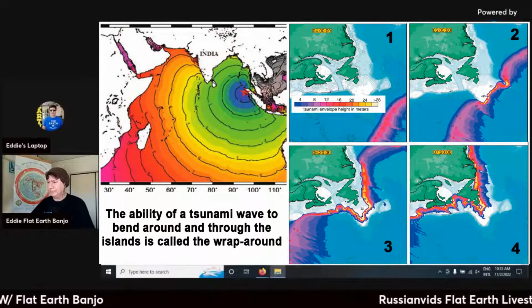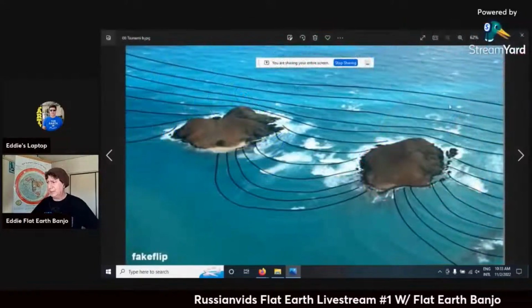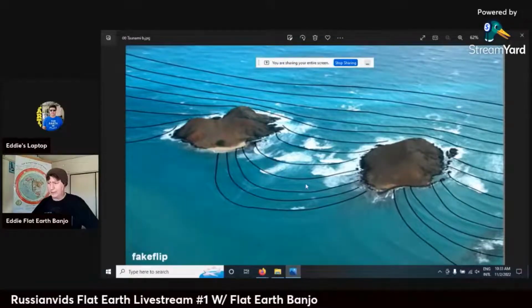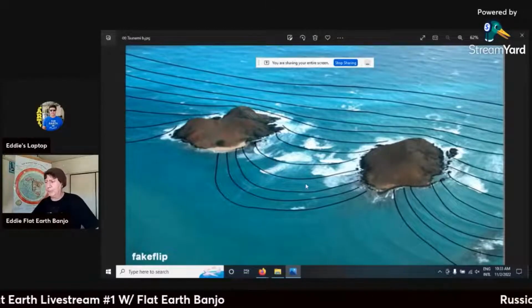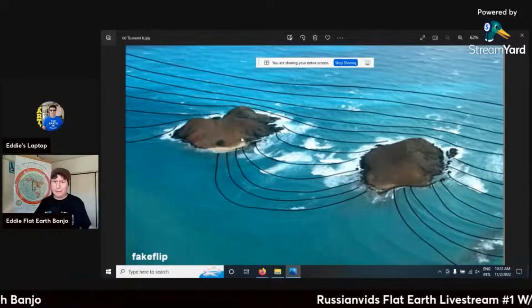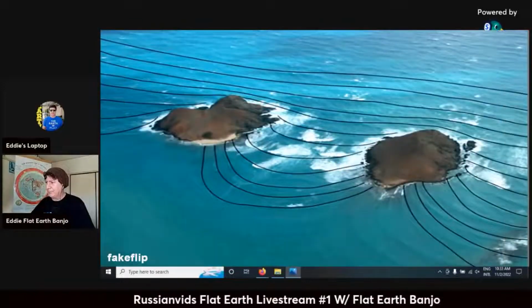So here, we also have another image showing that tsunami wave is approaching an island. And here we have what we call diffraction, or diffraction, depending on where you are in the US. But the islands are totally wrapped around. The water just keeps going forward, okay?